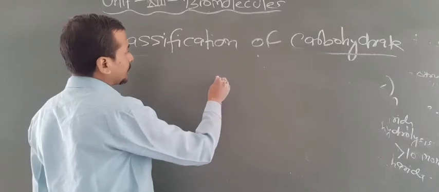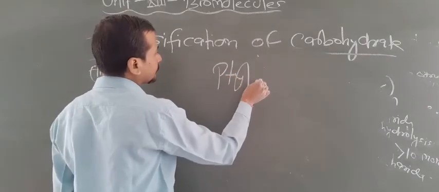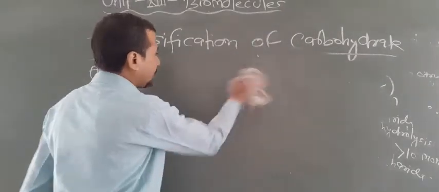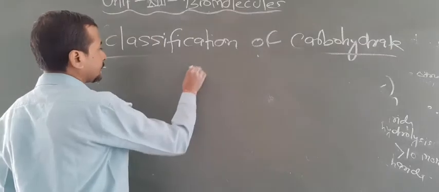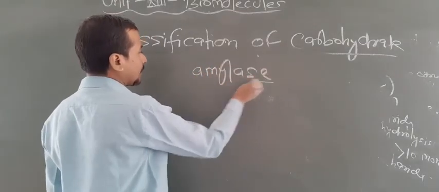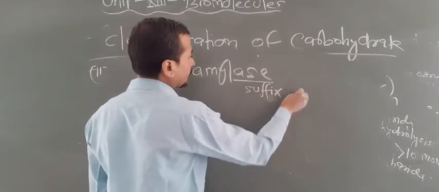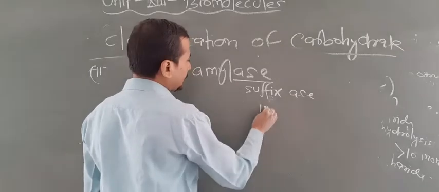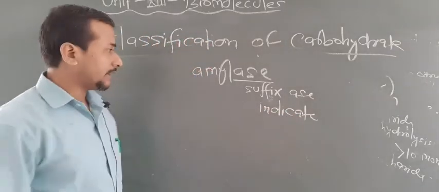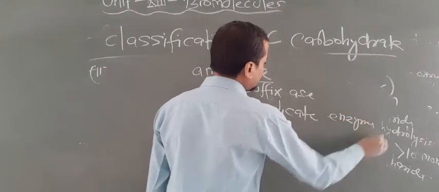Look here, if it is written as amylase, look at the suffix: "ase" indicates an enzyme. In a general way, "ase" indicates enzymes.